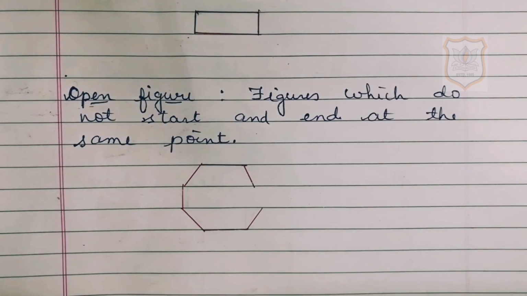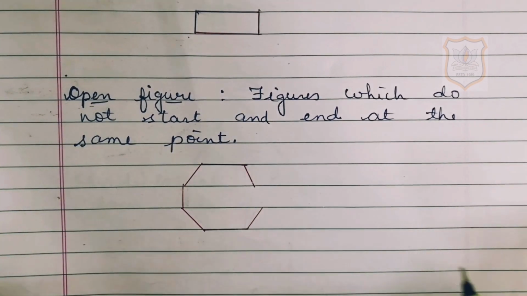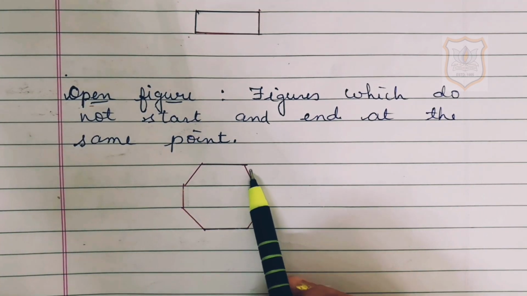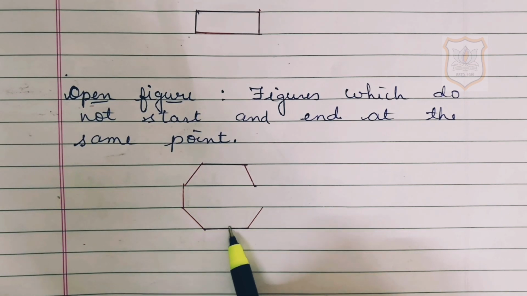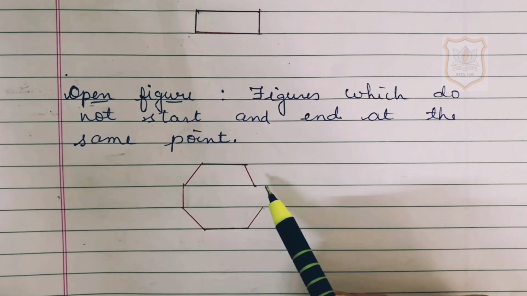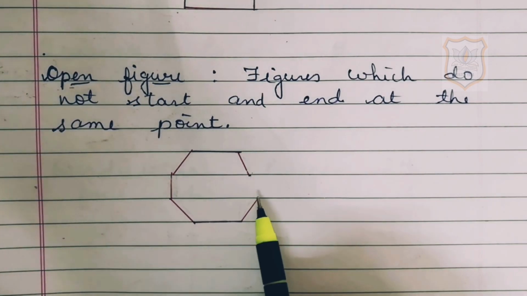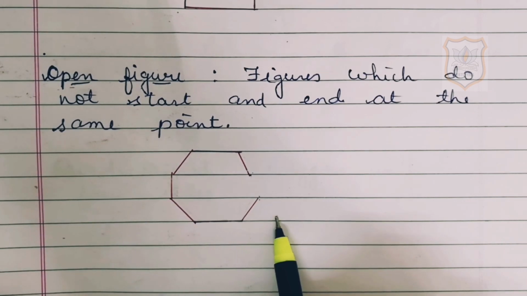Next is open figure. Figures which do not start and end at the same point. Students, here for an example you can see that this figure starts from this point, and if we trace this figure, then you can see that it ends at another point, not at the point from which we started. So students, the figures which do not start and end at the same point are called open figures. This is an example of an open figure.